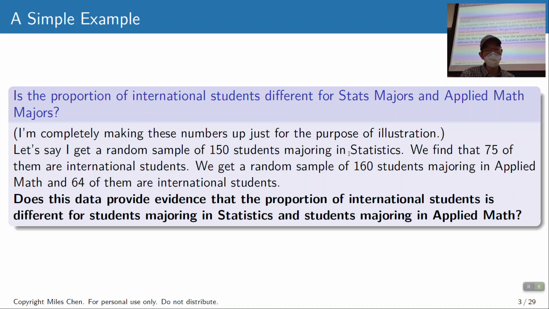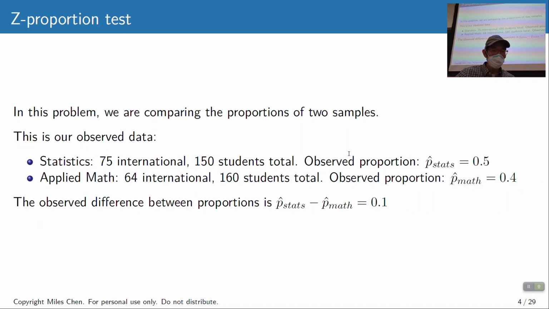We're going to say 75 of them are international. We get a random sample of students majoring in applied math. 64 of them are international. And we're going to ask, does this provide evidence that the proportion of international students is different for stats majors versus applied math majors? And so this is what we would do: a 2-proportion z-test. We could also do a chi-squared test for independence.